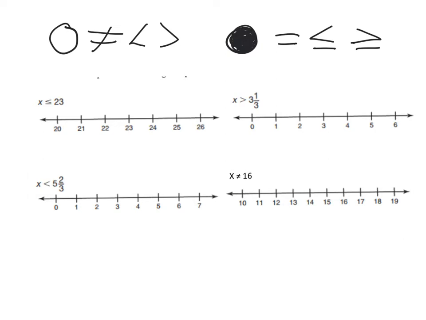So this first one we read left to right, x is less than or equal to 23. So this is going to be a closed circle and we're going to be going to smaller numbers to be less than.